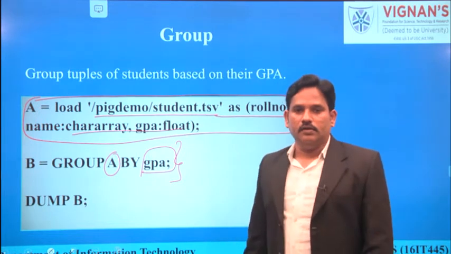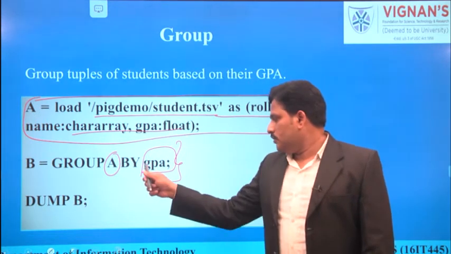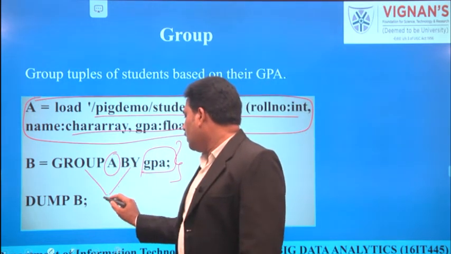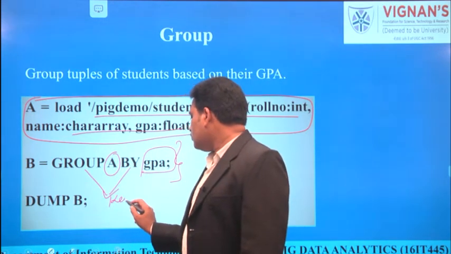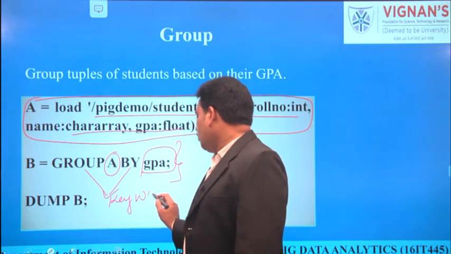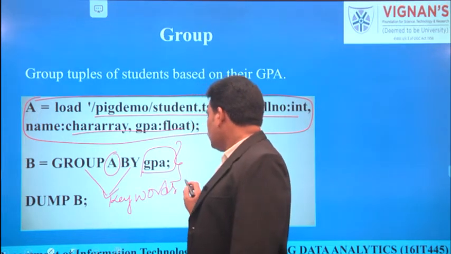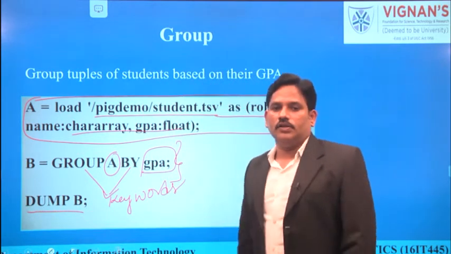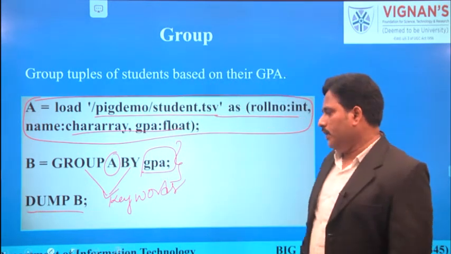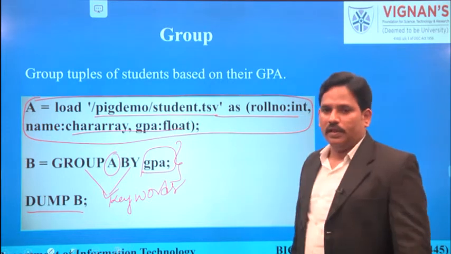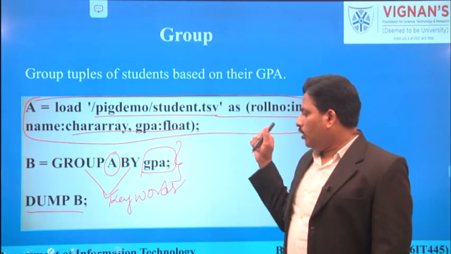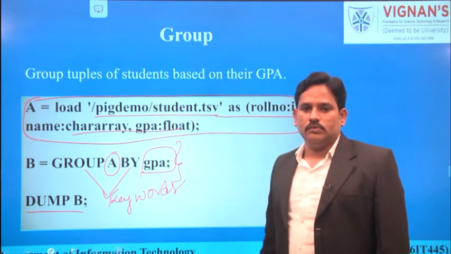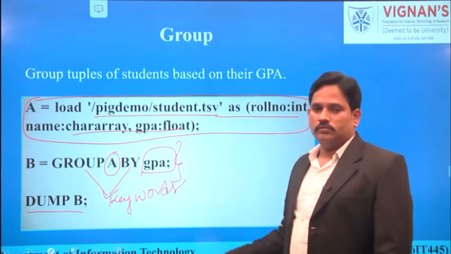Group space A space by space GPA. Here group and by are the keywords, or you can say commands. And in the third phase, we are displaying the values, that is dump B. Now the third statement will display all the students' information grouped based on GPA value on the console.